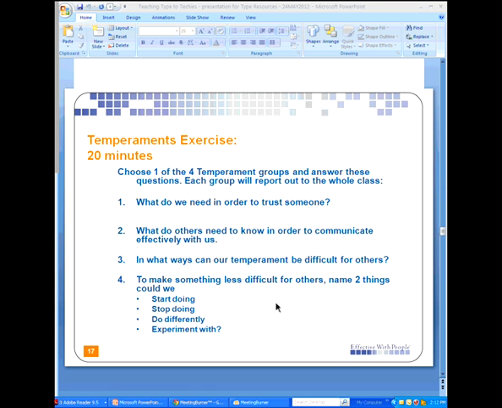And the last question is self-reflection and getting them closer to action. To make something less difficult, name two things we could start doing, stop doing, do differently, experiment with. I naturally have those instructions a little vague because the stabilizers tend to take those literally, and list two things to start doing, two to stop, two to do differently, and two to experiment with. And nobody else interprets that question that literally. It's very interesting, and we make a learning point from that, too.